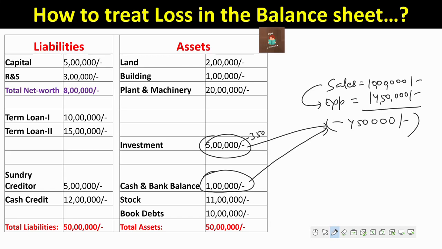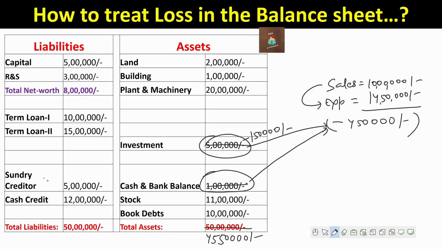So the outstanding balance will be there. How much here? 1,50,000 rupees. So the balance sheet size will be reduced by 4,50,000. Right? So the balance sheet size will be 45,50,000. On the left side, how will the company adjust?